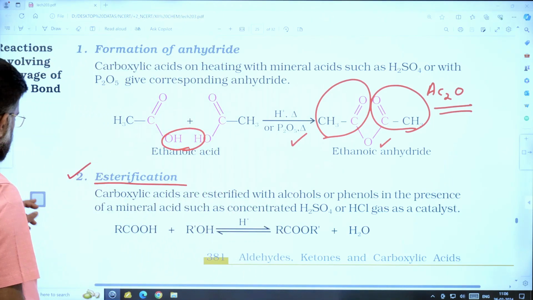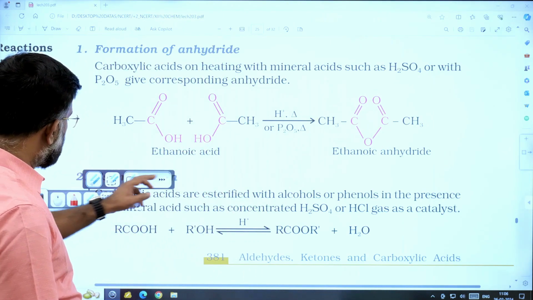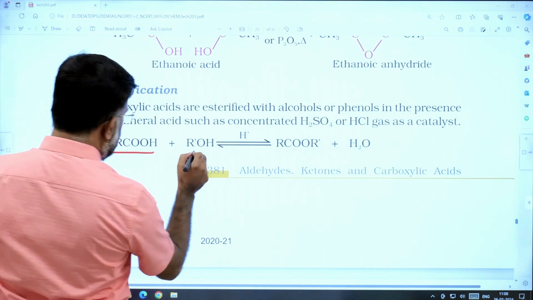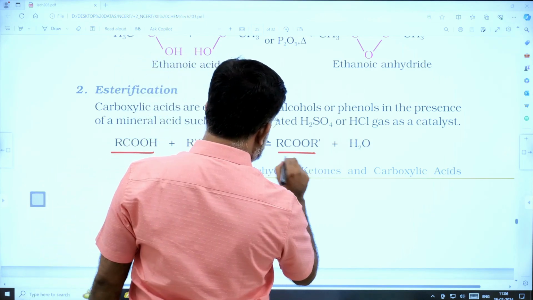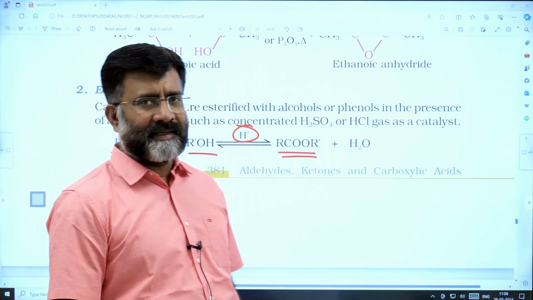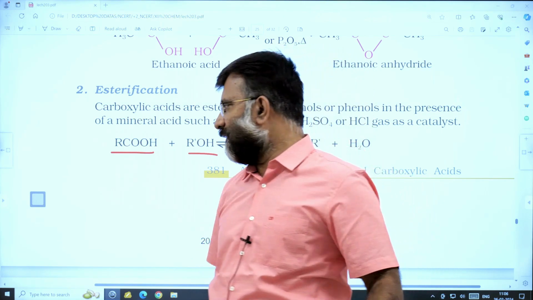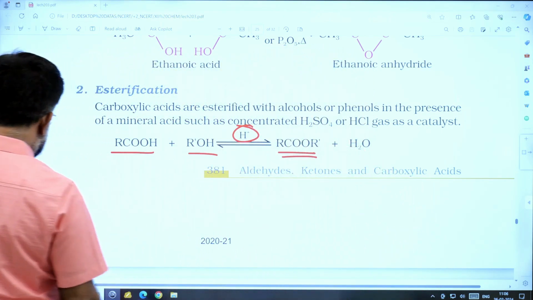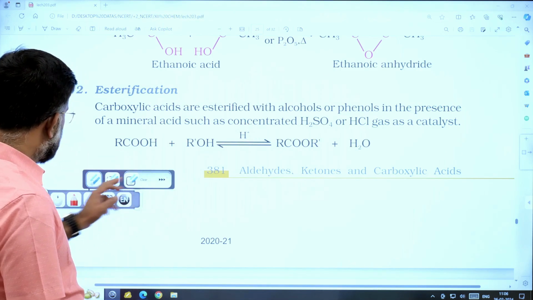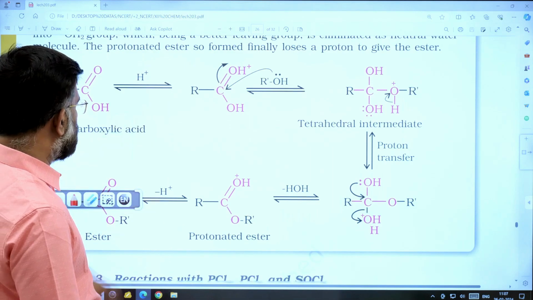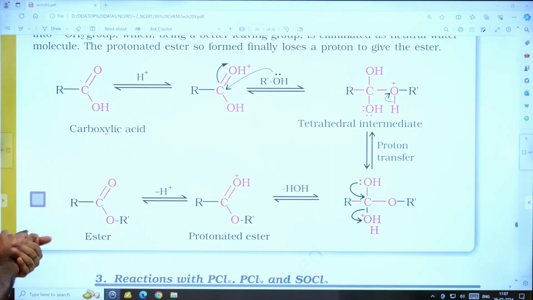Esterification, already learnt. A carboxylic acid with alcohol in acid medium, you get ester. That is esterification, right? And in learning esterification, the mechanism is important, even though not meant for the board exams. For competitive exams, it is important to learn the mechanism, how esterification is carried out.